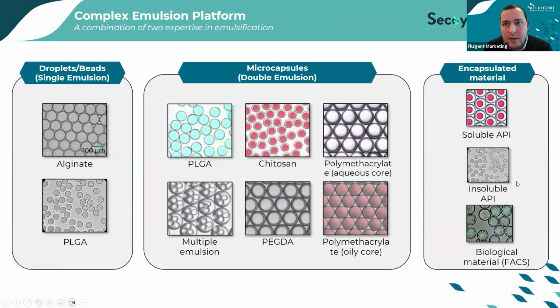Based on this technology, we had several proofs of concept that you can find on our site. Basically from single emulsion, if you are interested in creating droplets or beads, such as alginate or PLGA, in various sizes that can go down to 10 micrometers, for example. For the microcapsules, if you are interested in double emulsion, you can also do polymeric microcapsules such as PLGA, chitosan, PMMA, PEGDA, or multiple emulsion. It's also possible using the Rayleigh drop and the Fluigent.